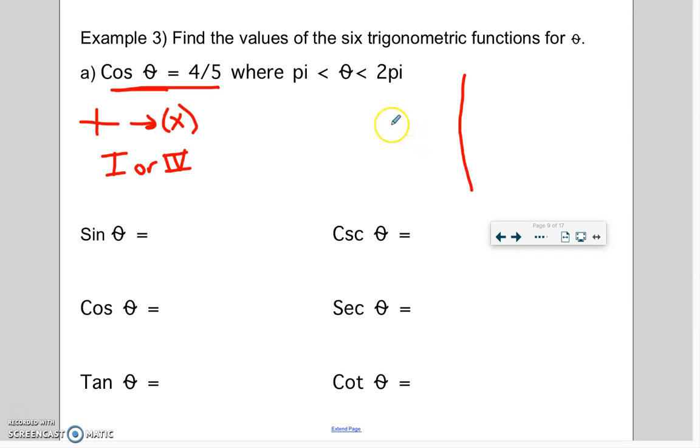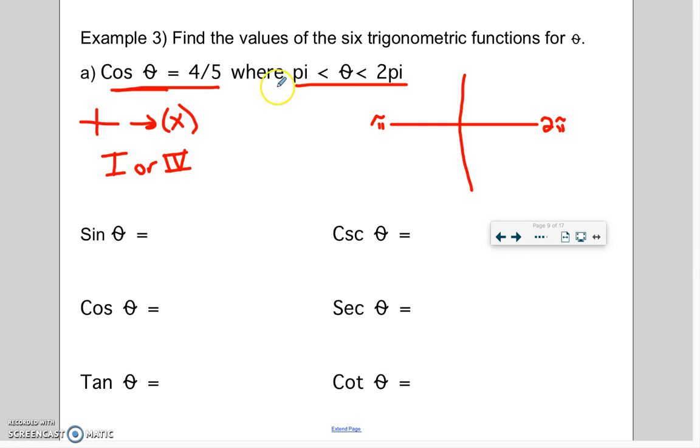Let's just draw our idea here. We've got our crosshair. So it's either going to be going up with a ratio of 4 over 5, or it's going to be going down with a ratio of 4 over 5. So then this is where we really need to look at our restriction in terms of where we are sitting. So when we say pi to 2 pi, here is pi, here is 2 pi. Sorry, I didn't mean to say pi over 2.